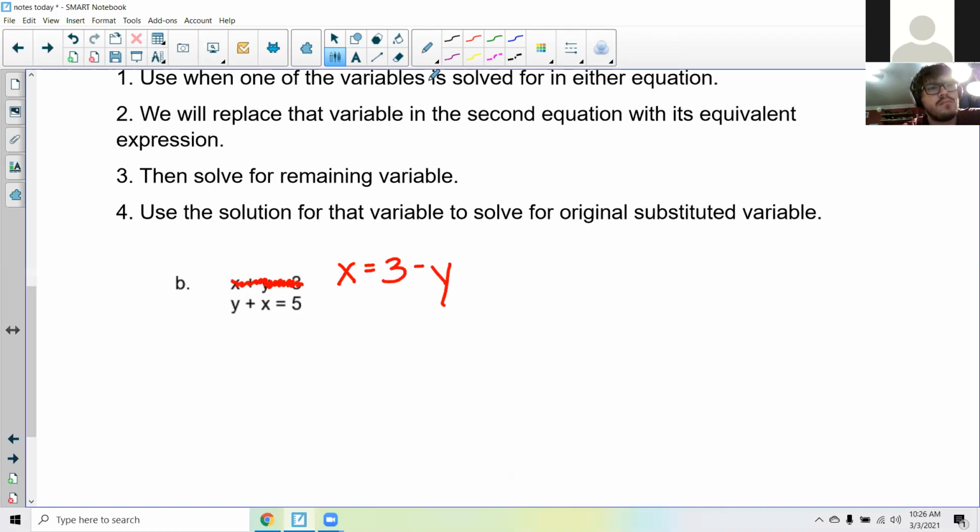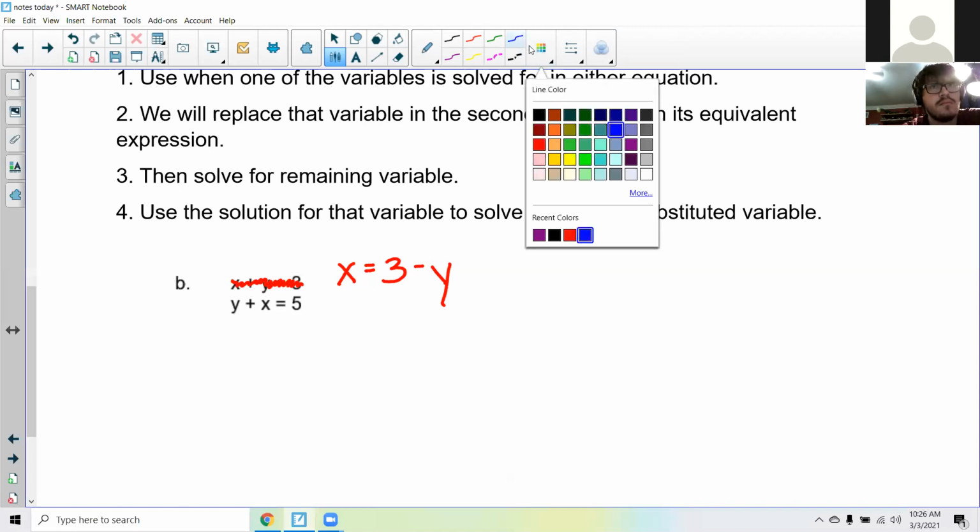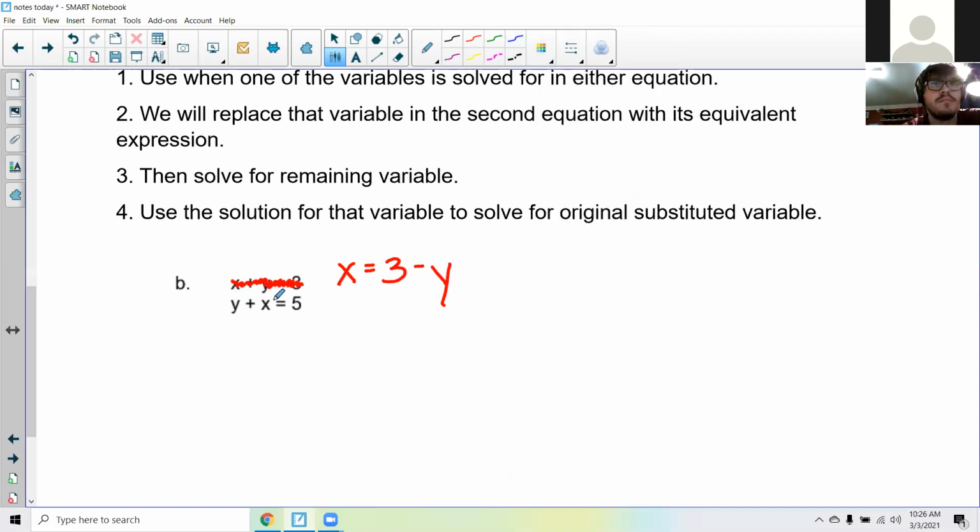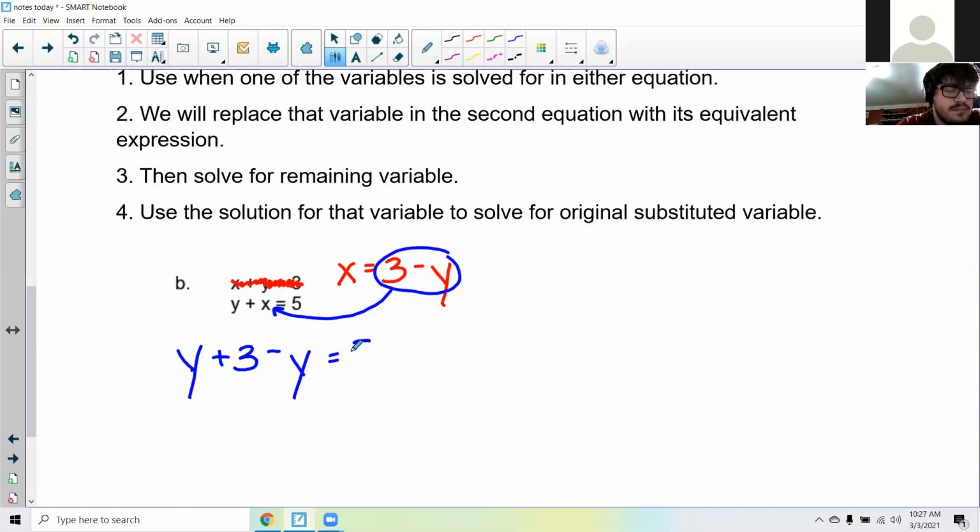Okay. So my second equation is y plus x equals 5, but I know x equals 3 minus y. So I can take 3 minus y and substitute it in for x. Then I'll have an equation that only involves y's. So I'm going to get y plus x, but instead of x, I'm going to write 3 minus y, because that's what x equals. And I get 5.